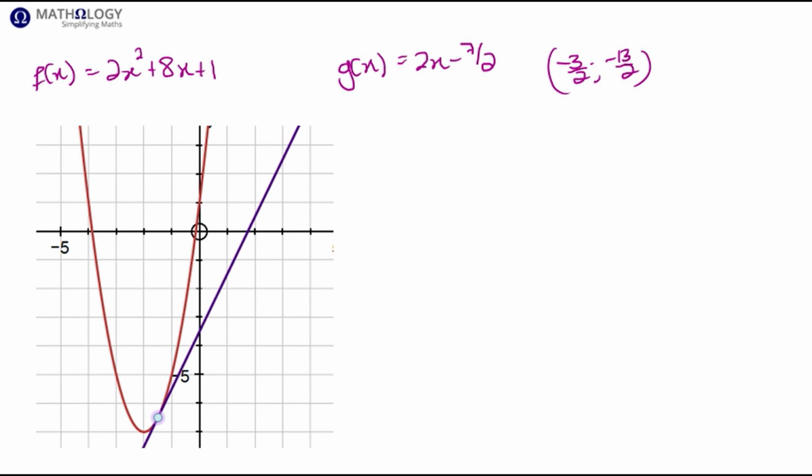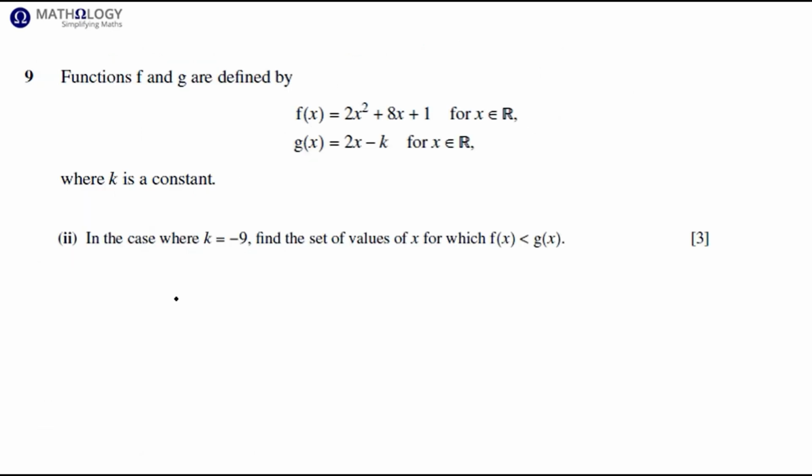So sketching the function f of x and g of x is 2x minus 7 over 2. The point of contact is minus 3 over 2, minus 13 over 2, which is indicated over there. So this just illustrates the fact that g of x is a tangent to f of x at the point minus 3 over 2, minus 13 over 2, and that occurs when the value of k is 7 over 2.